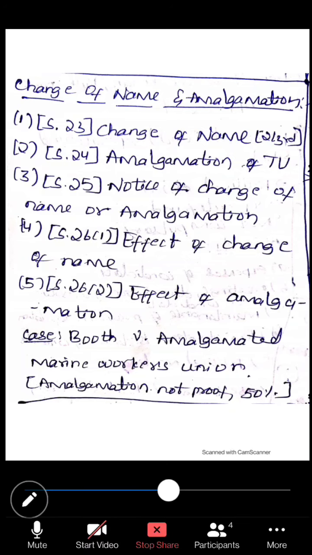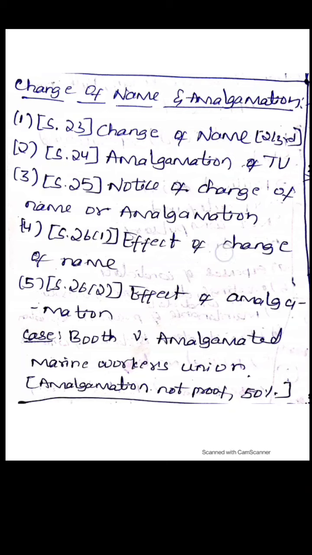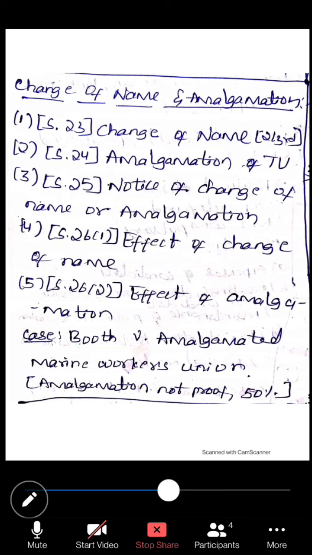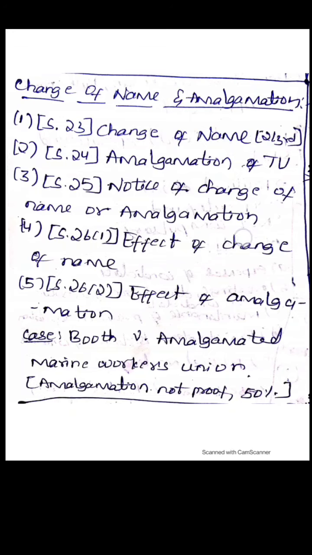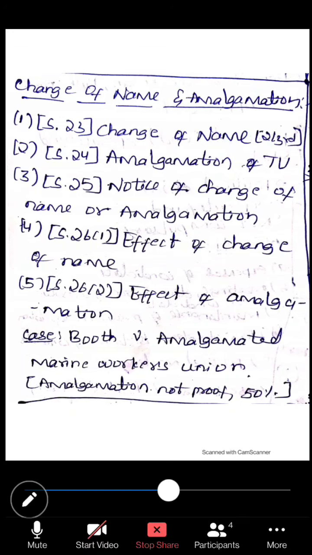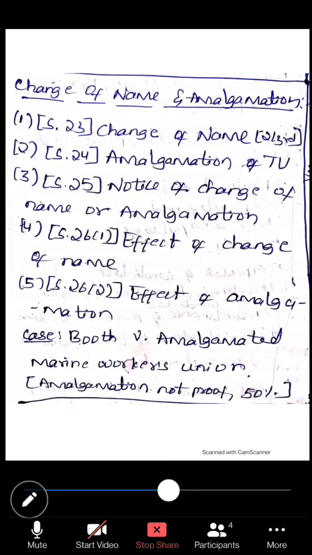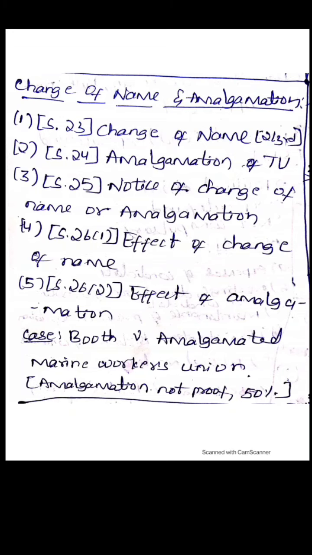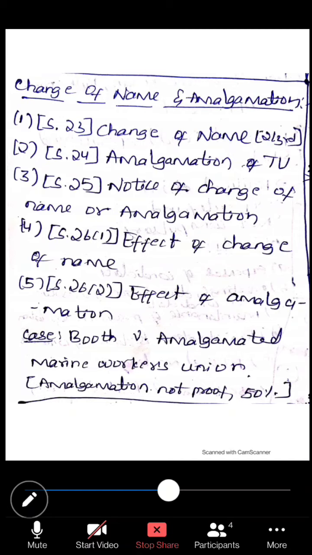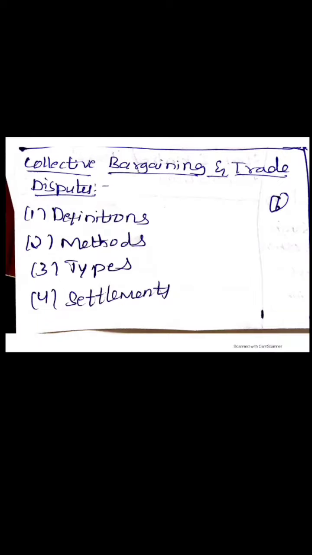There's a case, Booth versus Amalgamated Marine Workers Union. See, what it says is that registration is not proof of valid amalgamation. Even if the registrar registers the amalgamation, it is not proof of amalgamation, because if the 50% voter turnout is not there, the amalgamation will be cancelled anytime. If someone complains that 50% of members have not voted, then the amalgamation can get cancelled anytime, even after registration. That is what this case says.